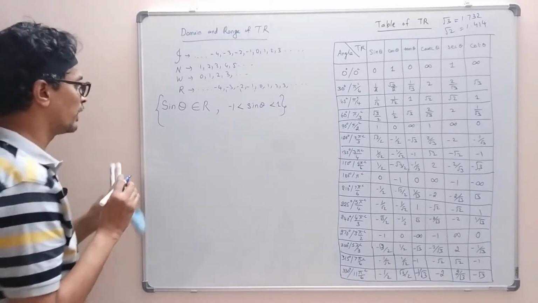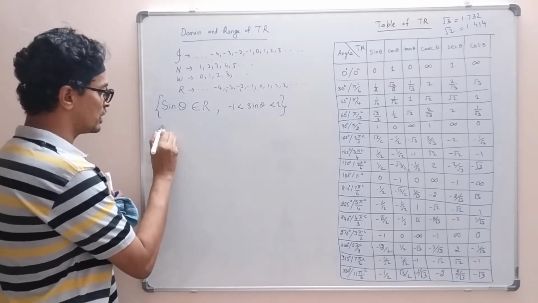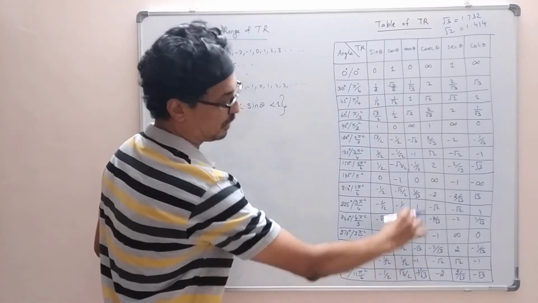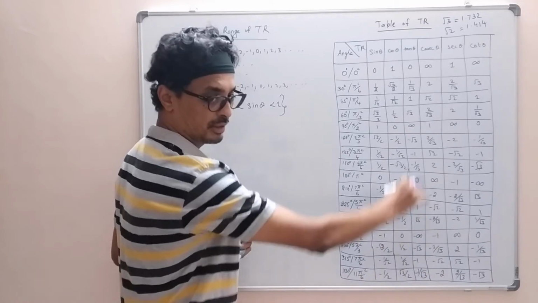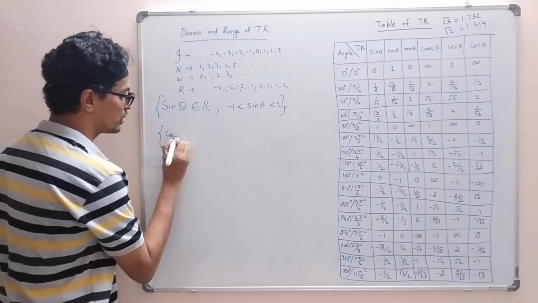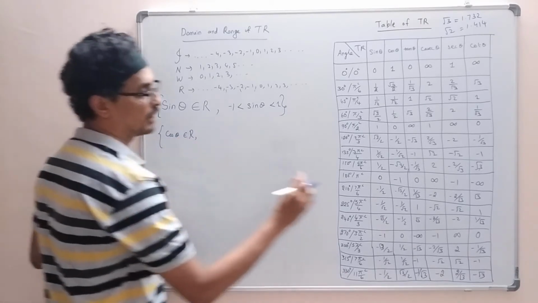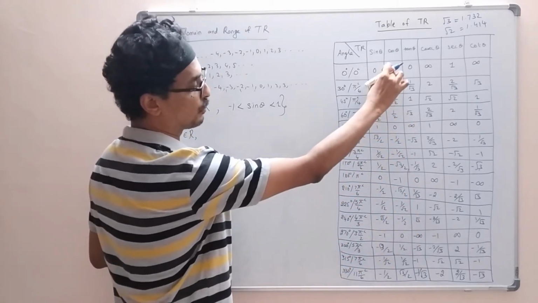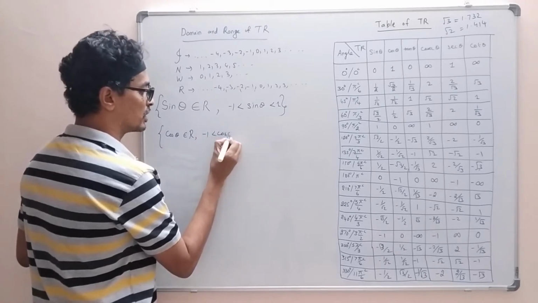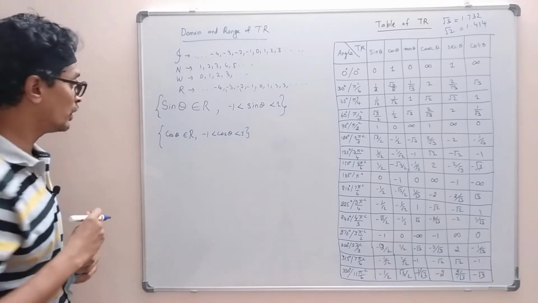Similarly, let us go for cos theta. Again, let us see: cos theta values all belong to the real numbers. Am I right? There is no infinity or anything here. So cos theta is an element of the real numbers. And what is the range of cos theta? Again, the maximum value is 1 and the minimum value is -1. So cos theta lies between -1 and 1. This is the domain and range of cos theta. So let's go for tan theta next.